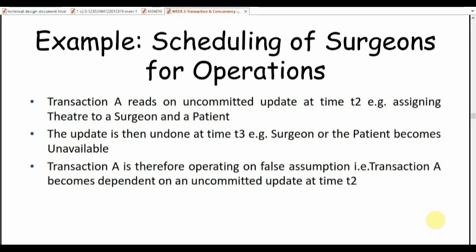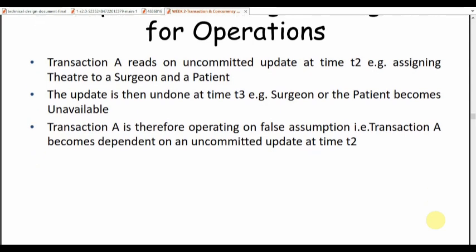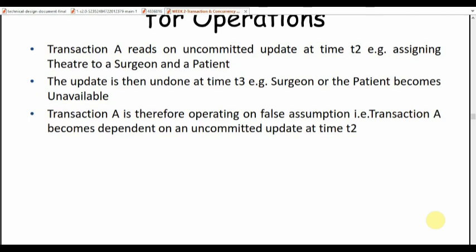The update is then undone at T3, that is, the surgeon or patient becomes unavailable, while transaction A is therefore operating on a false assumption. That is, transaction A becomes dependent on uncommitted updates at T2 time. And that is the challenge that you can have in database systems. If data is yet to be committed and you go ahead and read that particular data, you'll be working on false information.